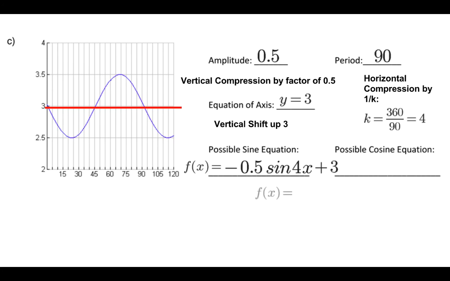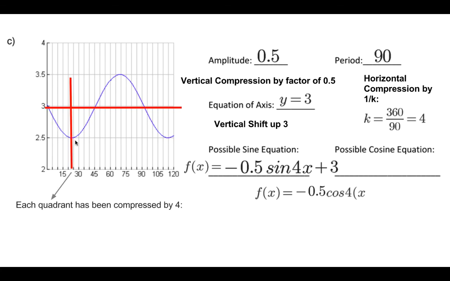The cosine wave, if you start it down, we're actually just shifting it to the right, we'll say 22.5, right in the middle of 0 and 45. Each quadrant's compressed by 4, so that's where we get the 22.5, because if you want to finish 4 quadrants in 90 degrees, every one has to be 22.5, half of 45, and then up 3.